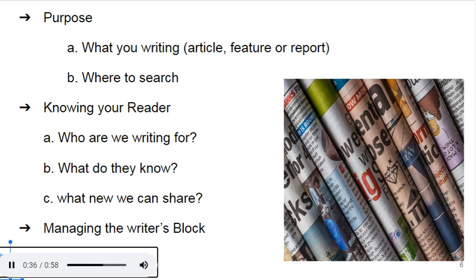Last but not the least is managing the writer's block. Now, writer's block is when it is very difficult to generate new ideas, or when you don't have anything to say. So what happens then is we use a technique called free writing, where you just write without any evaluation or editing. Just write and try to generate new ideas.